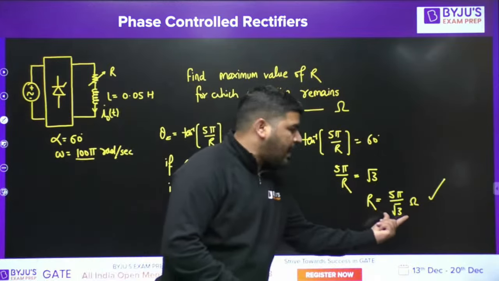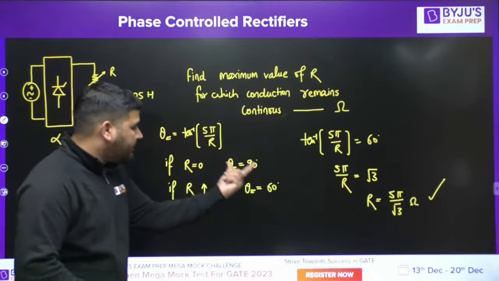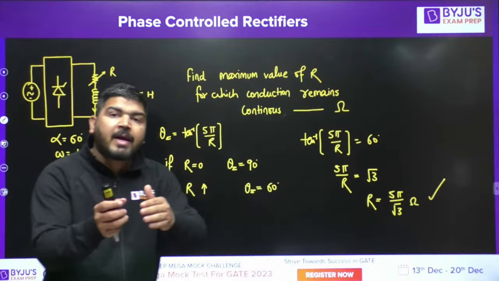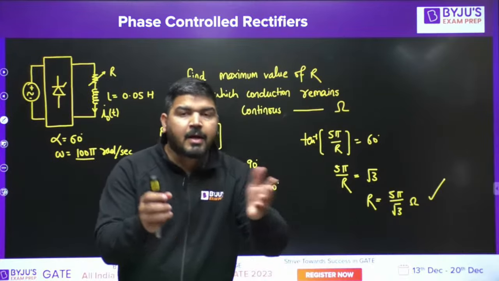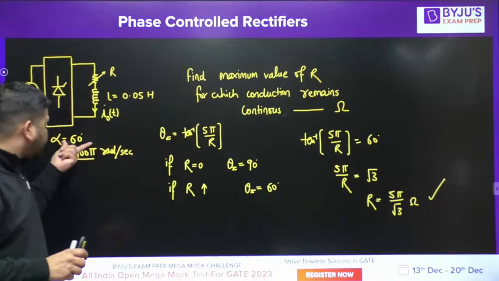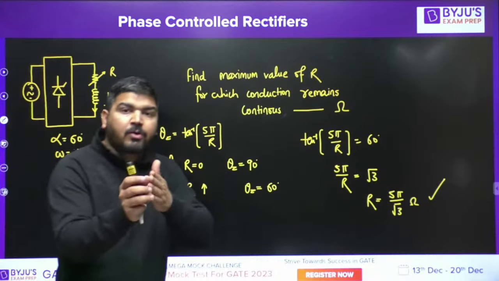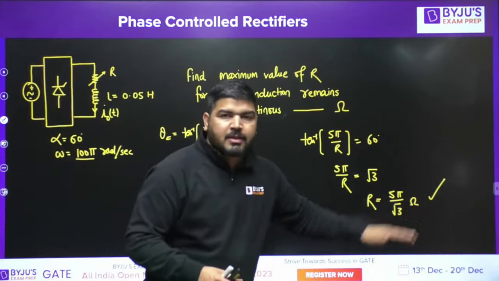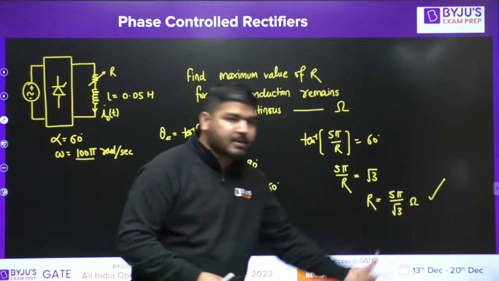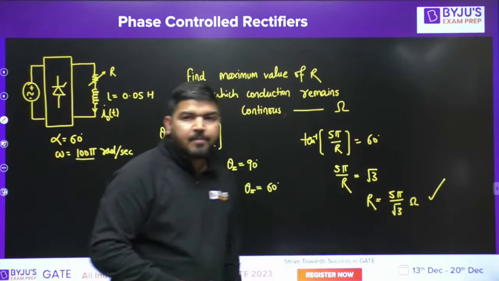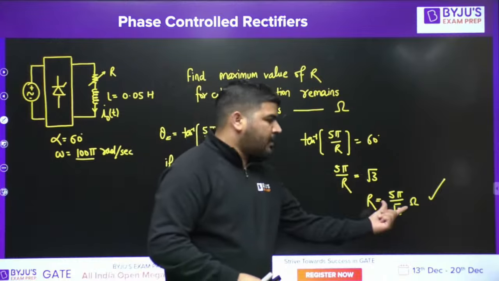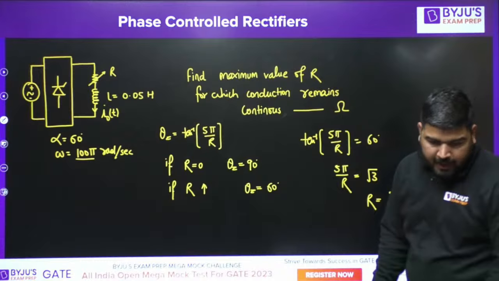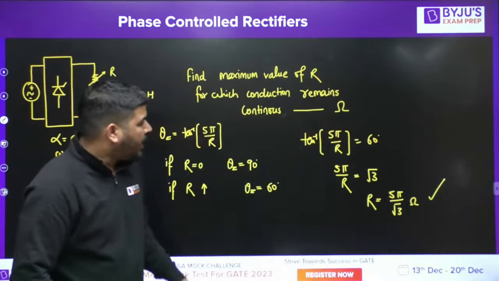If you further increase the value of R from this value, then theta Z will be less than 60 degree. It means if alpha is greater than that value, conduction will become discontinuous. But I want that at 60 degree, conduction should remain continuous, or just continuous in the worst case. So I applied the condition for the just continuous case. This is the maximum resistance up to which the conduction will remain continuous. Is it fine, guys? I think this question was easy. I hope you understood it.